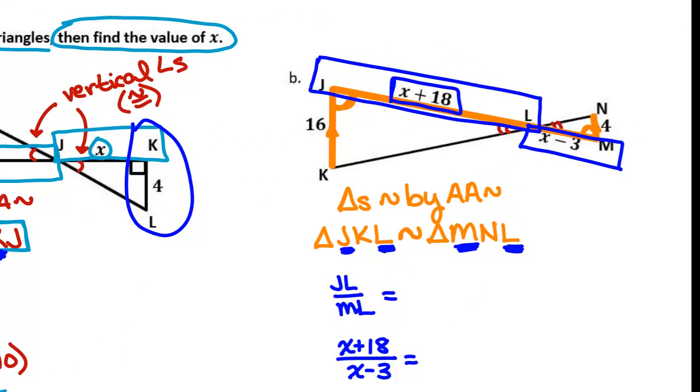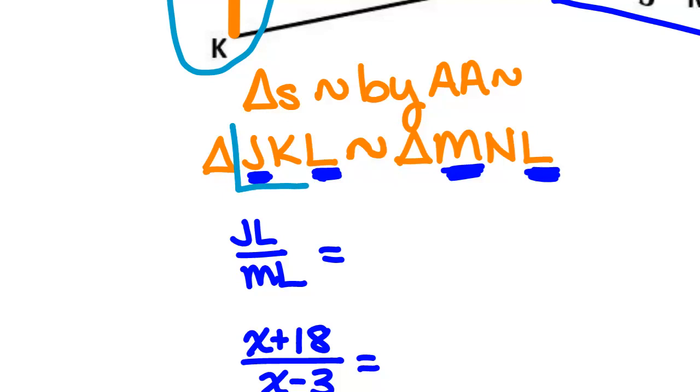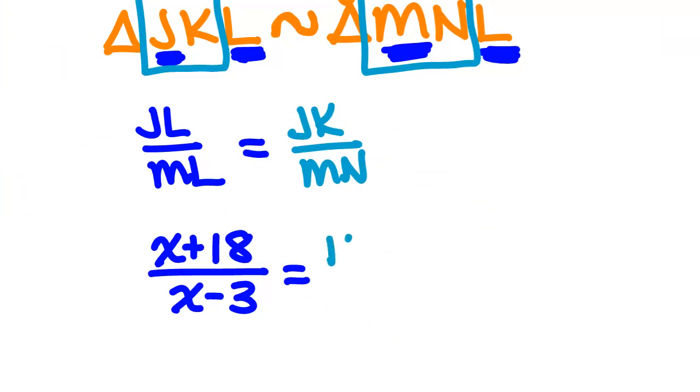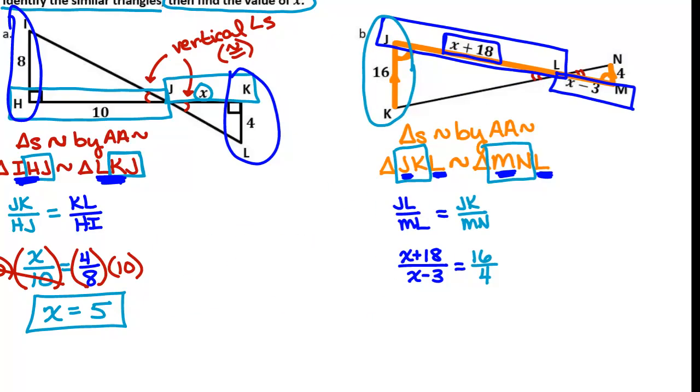Big triangle, what other side do we know about? JK, 16. Well, JK is first two letters here. So that has to correspond to what? MN. You guys already told me that JK is 16. How big is MN? 4. Beautiful.